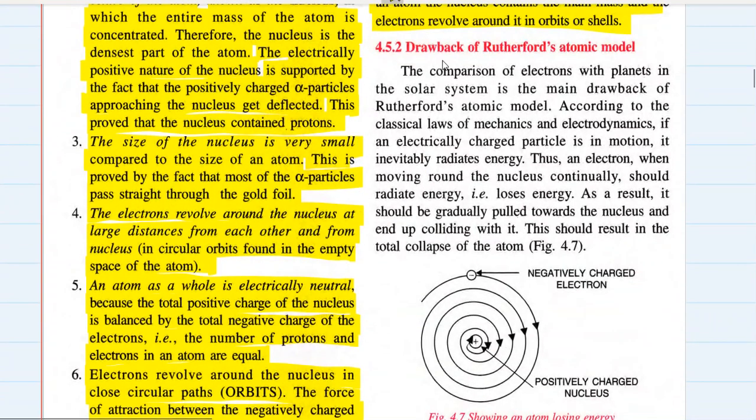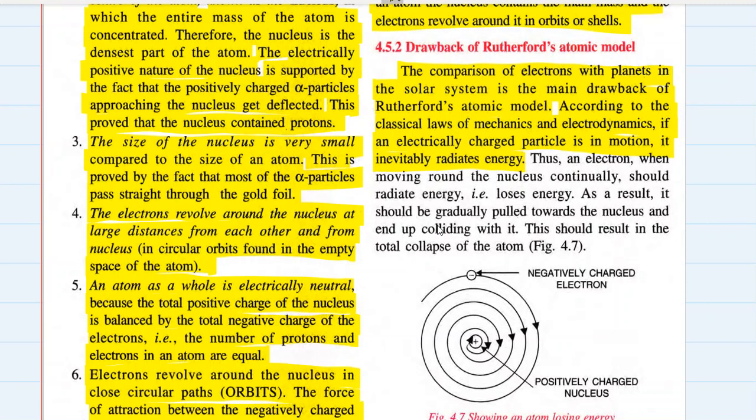Let's read what the textbook has to say regarding the drawback of Rutherford's atomic model. The comparison of electrons with planets in the solar system is the main drawback of Rutherford's atomic model. According to the classical laws of mechanics and electrodynamics, if an electrically charged particle is in motion, it will inevitably radiate energy. So the laws of physics went against the suggestion given by Rutherford regarding the structure of an atom.